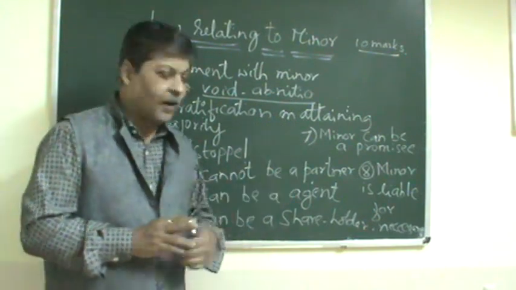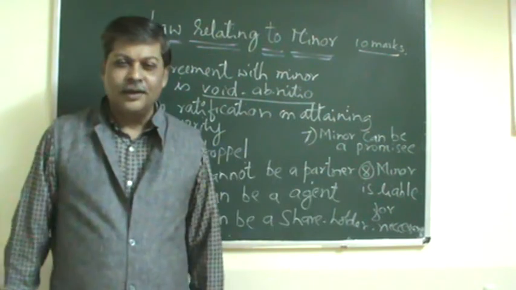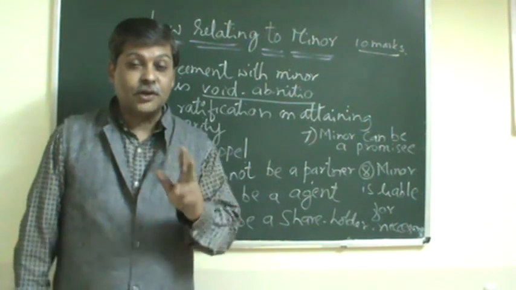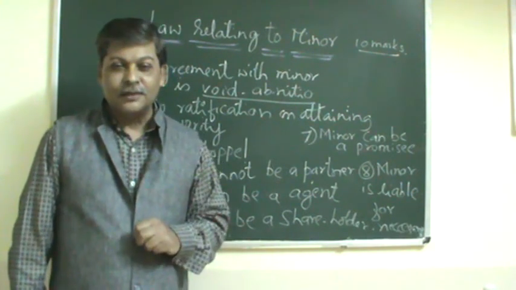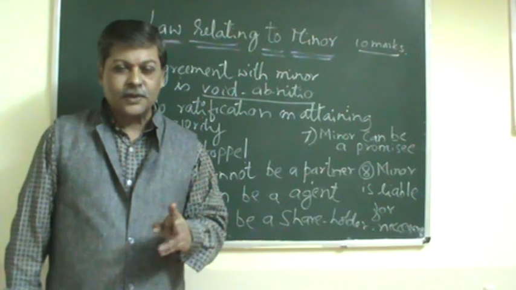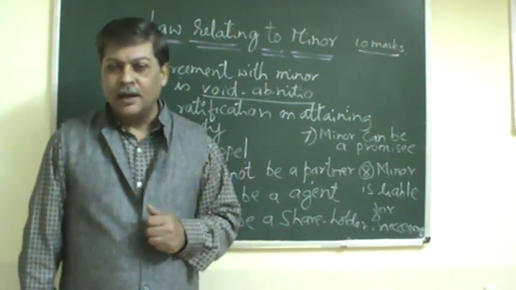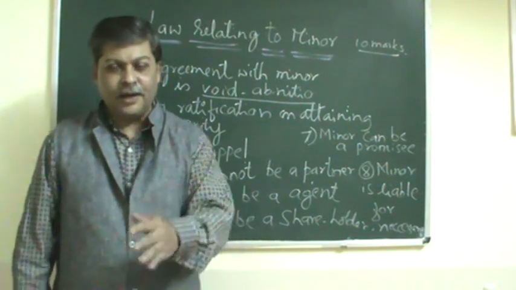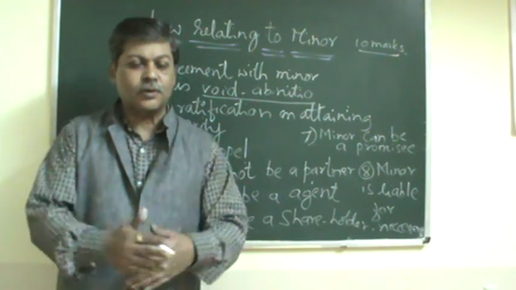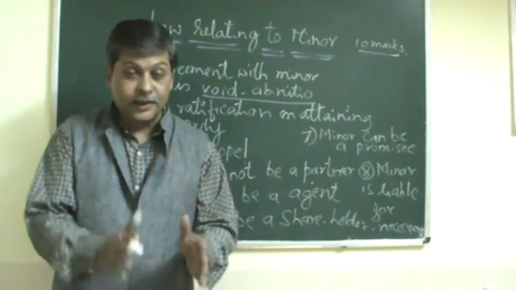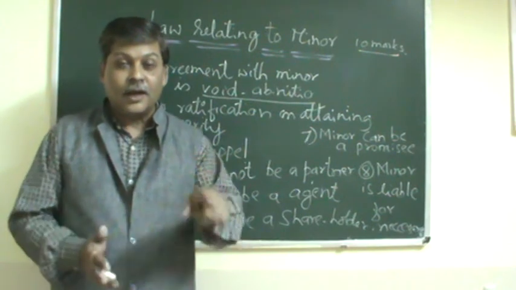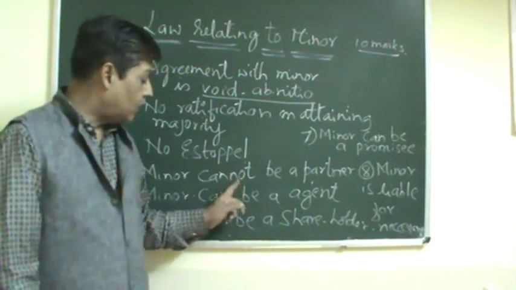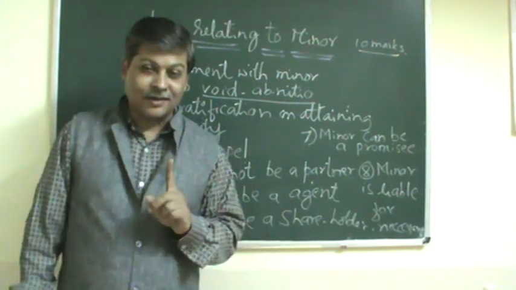Minor cannot be a partner. This is another very important thing. Usually, you know that a partnership is established through an agreement between two persons. So when a partnership is made, for example A and B enter into an agreement to run a business through a partnership firm. The agreement is the basis for the partnership, and a minor cannot make an agreement. So a minor cannot be a partner.